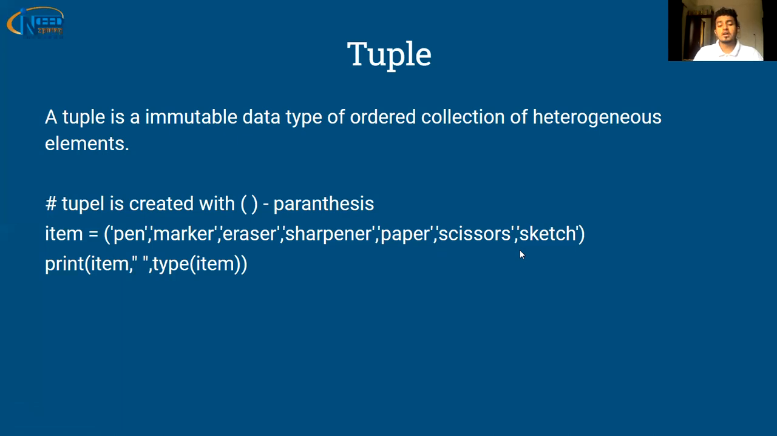Talking about the next part, we use the print statement for finding out the output, and this output would be the same. Whatever is the input, the output would be the same. So the print statement gives in output what we wrote in input, and we are also finding out the type of item. So this is tuple.